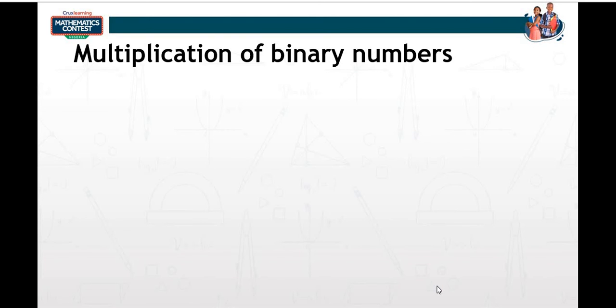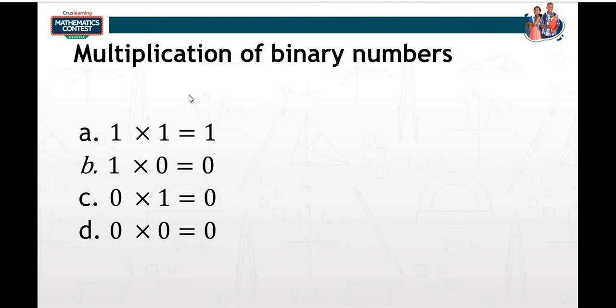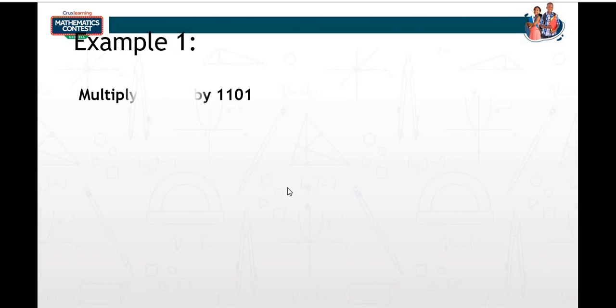So next we look at multiplication of binary numbers. Multiplication of binary numbers. Okay. Here are the rules. 1 times 1 is 1. 1 times 0 is 0. 0 times 1 is 0. 0 times 0 is 0. Okay. So let's go. Example 1.